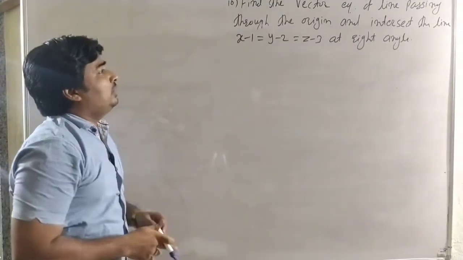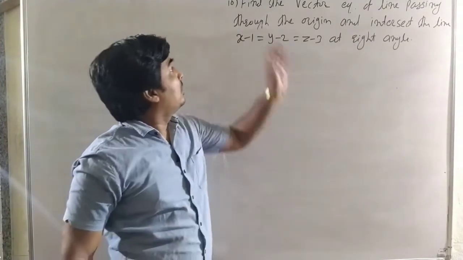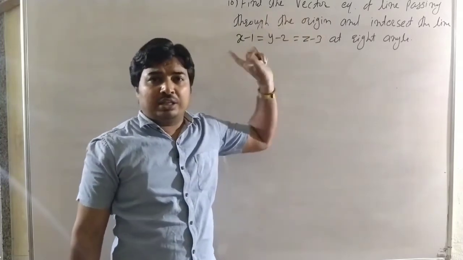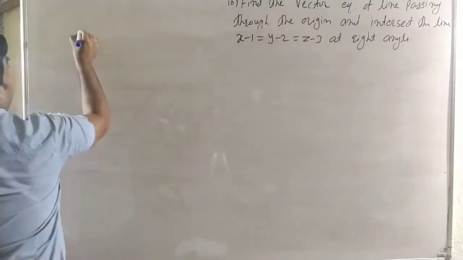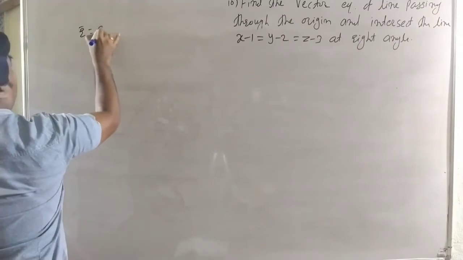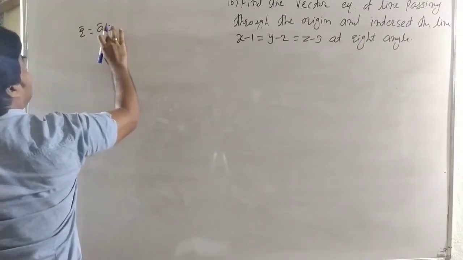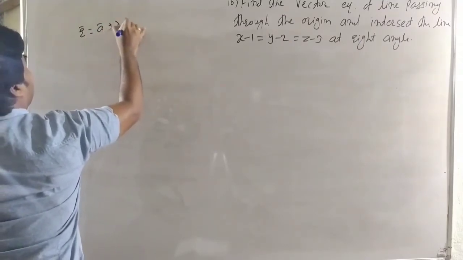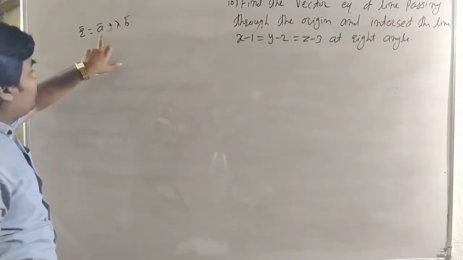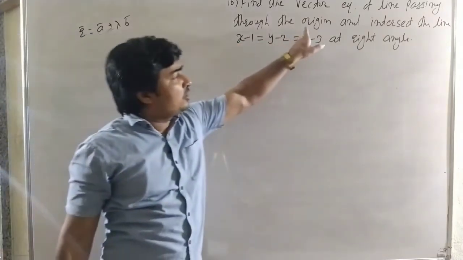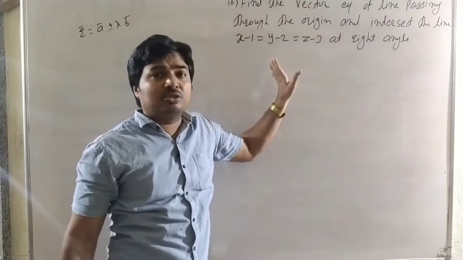Now we want to find the vector equation of the line passing through the origin. We know that the vector equation of a line is in two forms. r bar is equal to a bar plus lambda b bar. That means we know the passing-through point and the parallel vector. Here the passing-through point is given, but the parallel vector is not given.